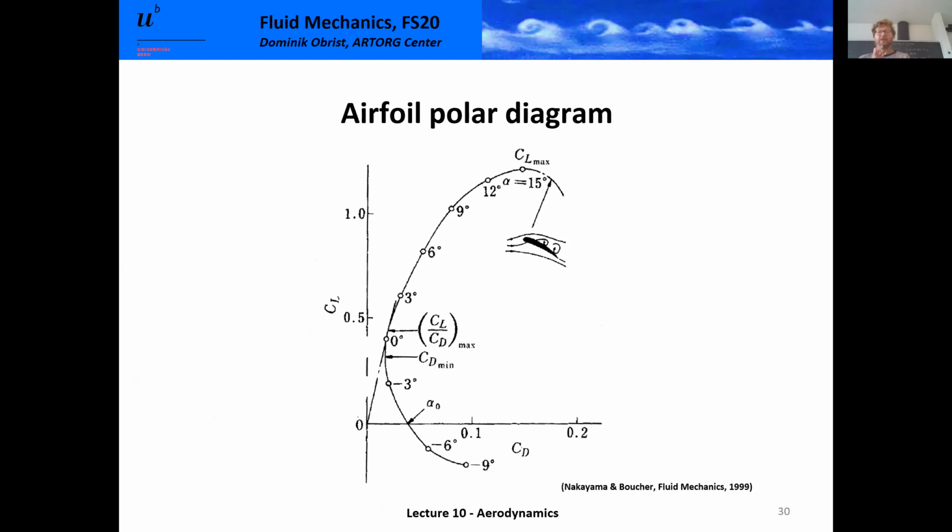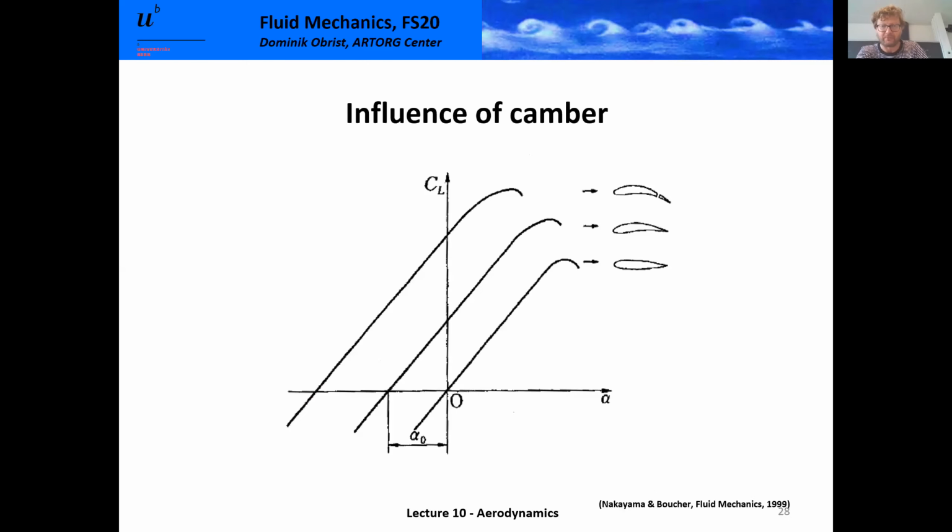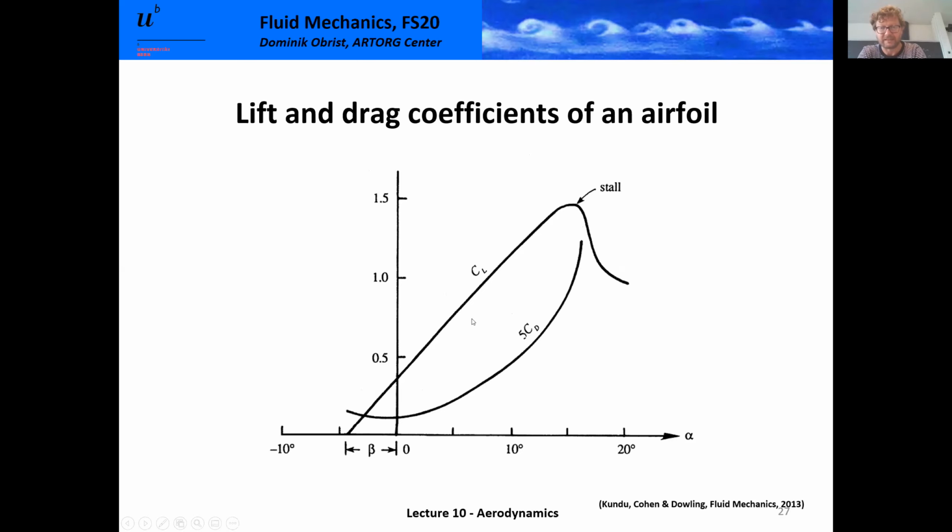So let me come to my last slide for today, which is somehow summarizing this whole airflow theory a little bit. This is what you usually see when you look at the performance of an airfoil or even the whole performance of an airplane. This is the airfoil polar diagram. It combines the lift and the drag coefficient in one diagram. So the diagrams before, like that one, has the lift coefficient plotted against the angle of attack, or that one has the lift and the drag coefficient plotted against an angle of attack.